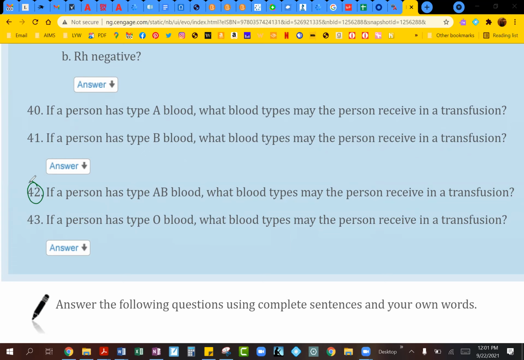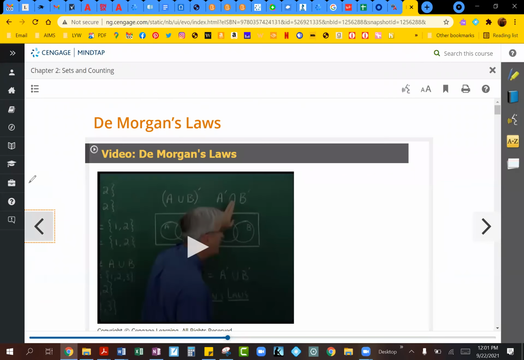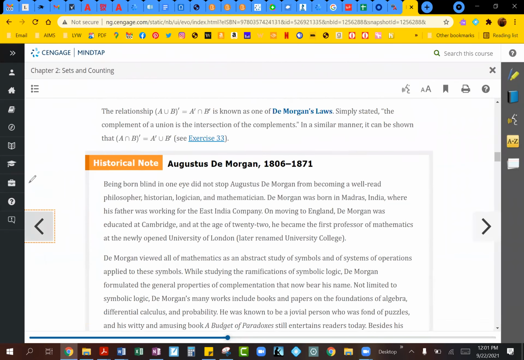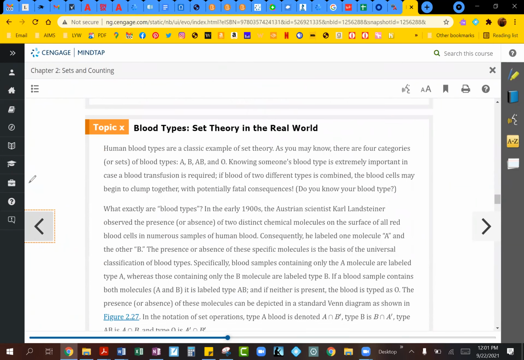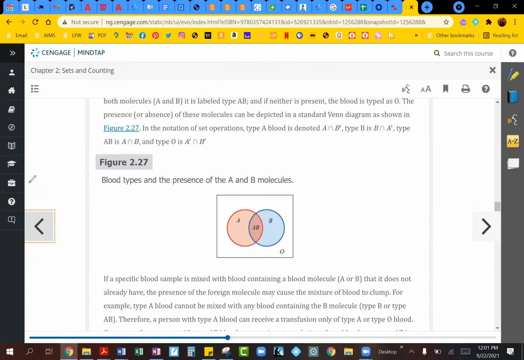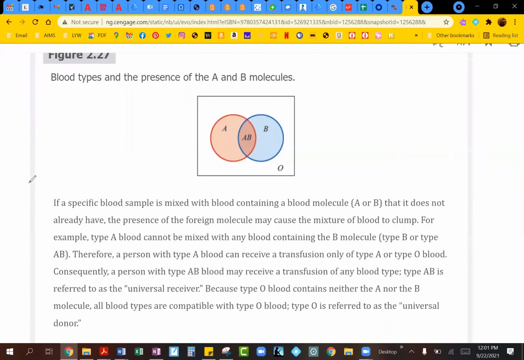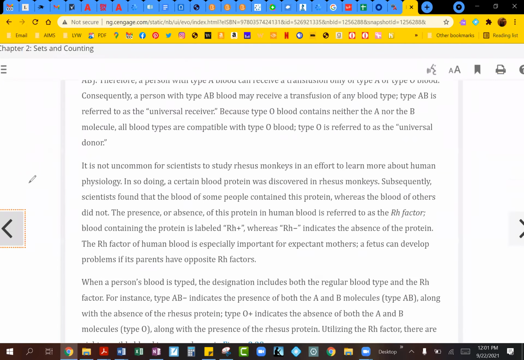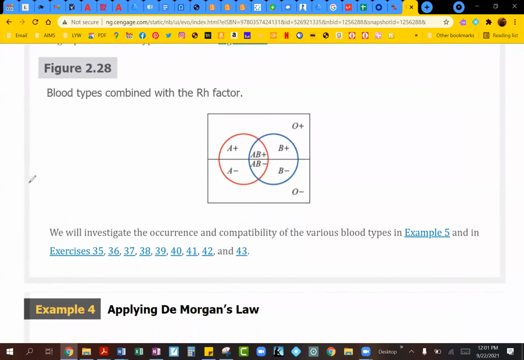And this might be something you may have to go back and look at that little blurb they have over here. There we go, blood types. So that's a really neat Venn diagram to kind of show you the relationship. And here's another one.